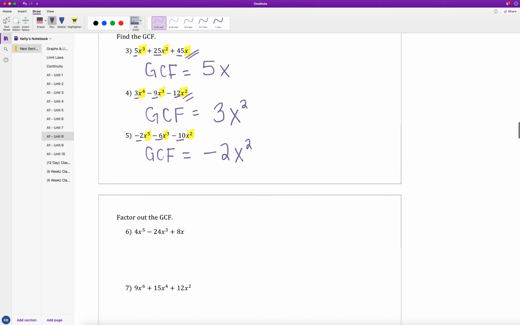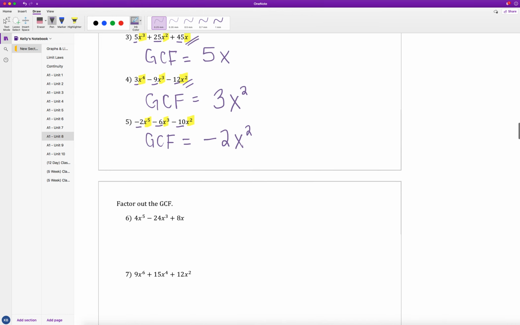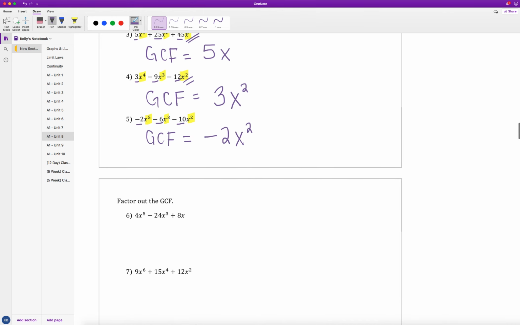Okay, we're going to keep practicing this skill, but we're also going to add in this layer of factoring. So in our last examples, it says factor out the greatest common factor. So I'm going to divide this into two steps. My first step is going to be find the greatest common factor, and then we'll talk about how to actually factor that out. So why don't you guys pause the video and find the greatest common factor for example 6 first. So in example 6, we have 4x to the fifth minus 24x to the third plus 8x.